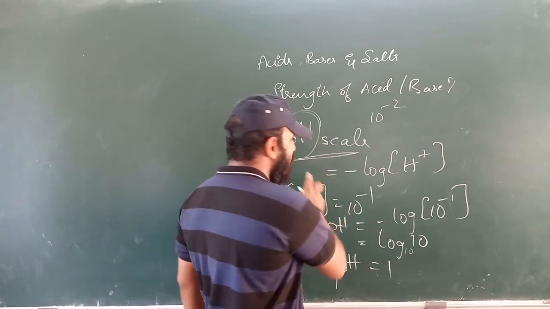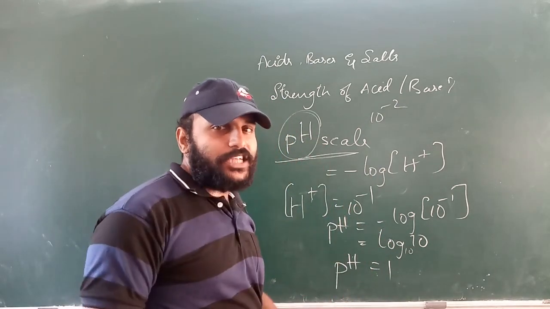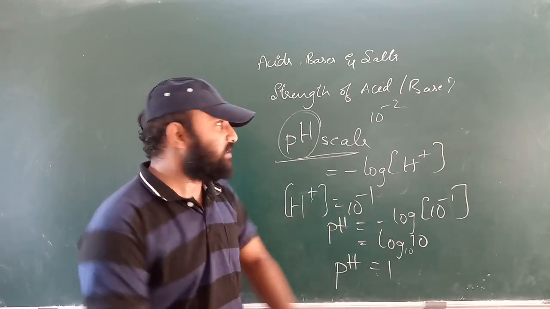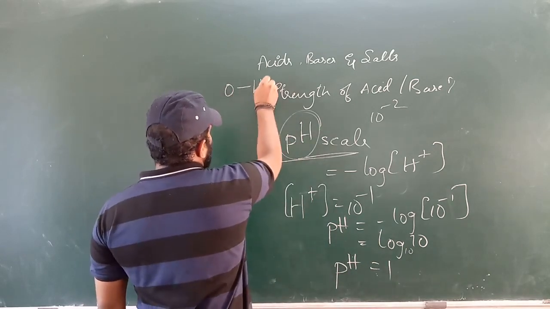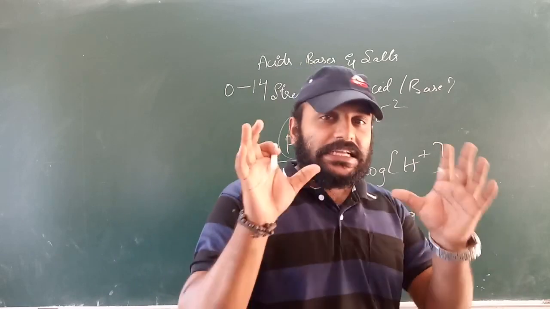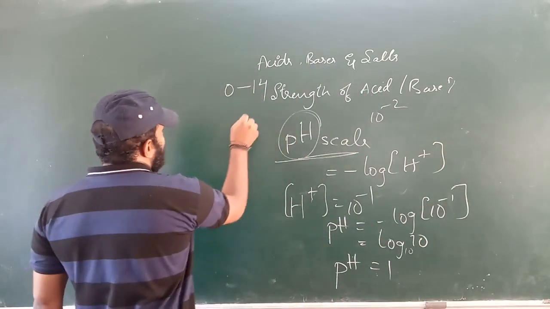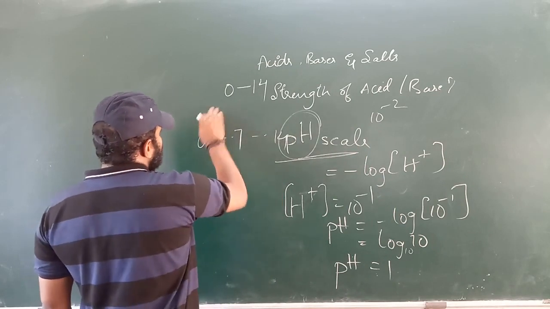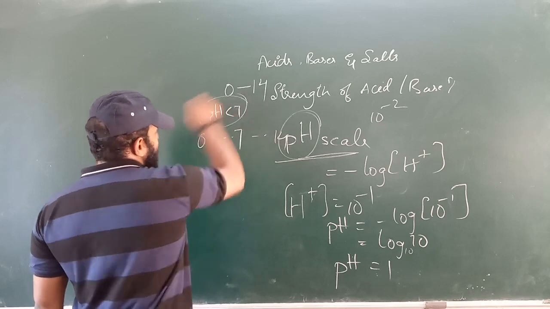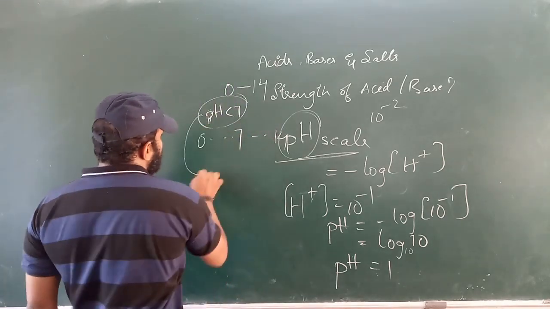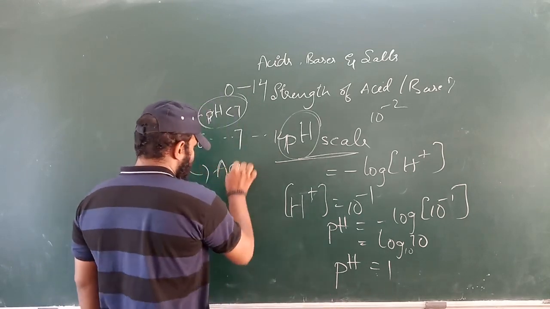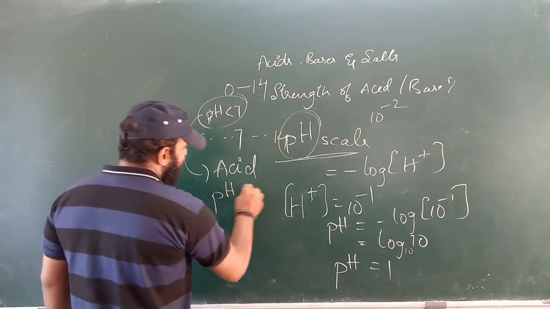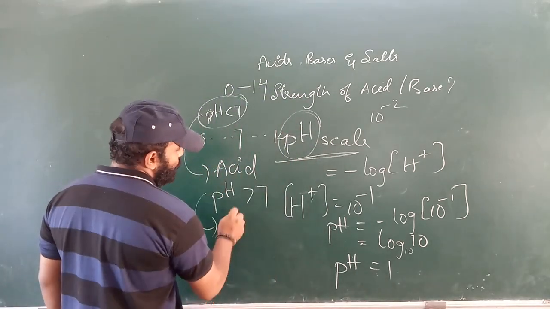So we have found how to find the concentration of H plus ion by using the pH scale. The pH scale value ranges from 0 to 14, and in between, 7 is present. If the pH value is less than 7, we will consider that solution as acid. If the pH value is greater than 7, we will consider that solution as basic.